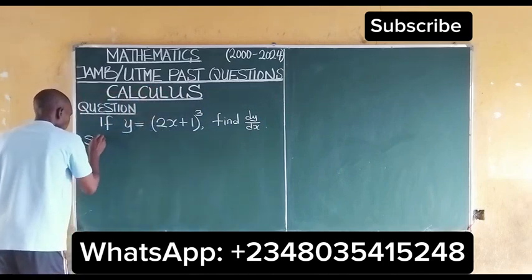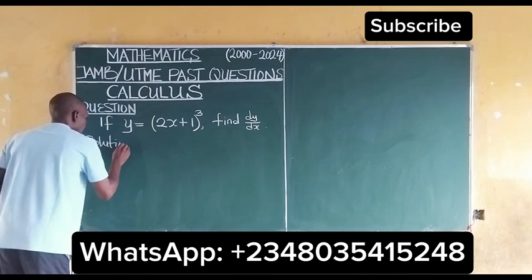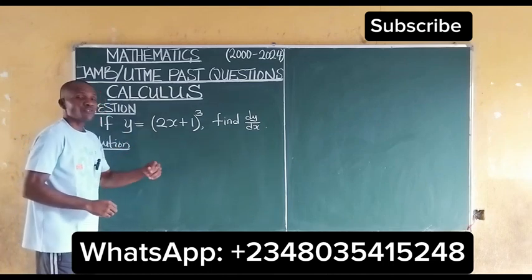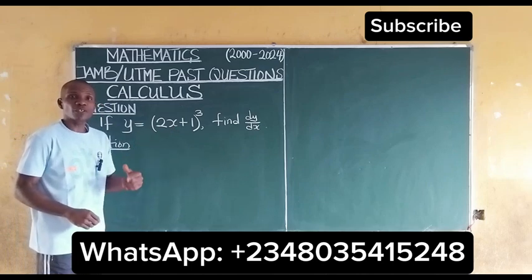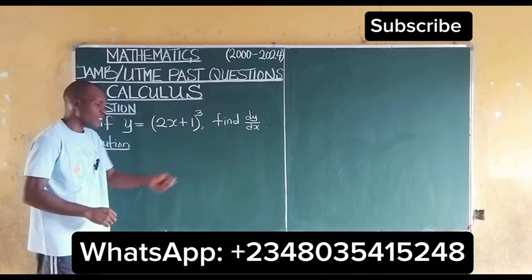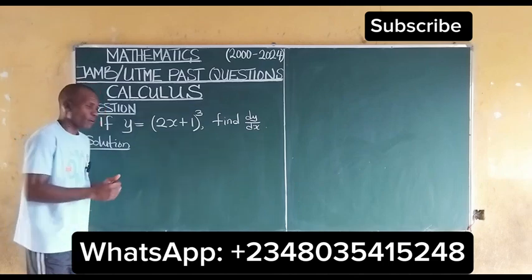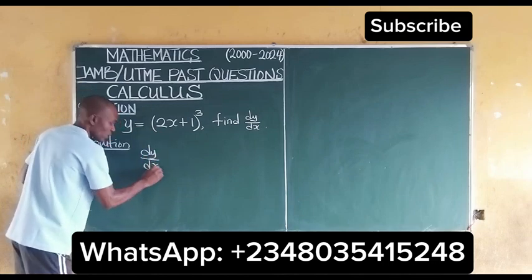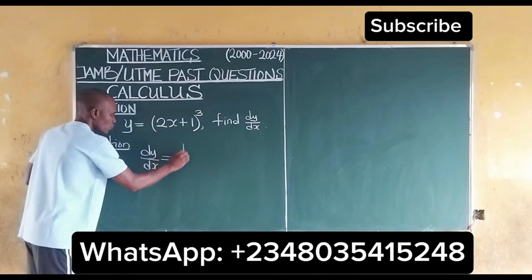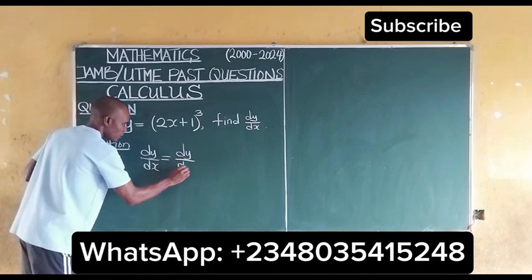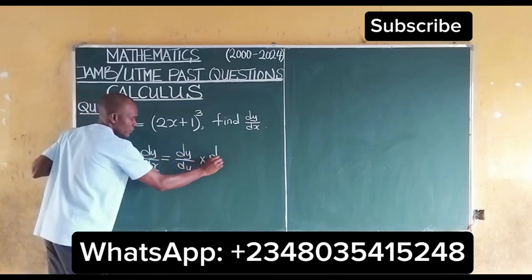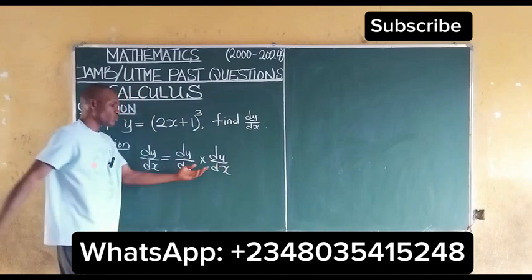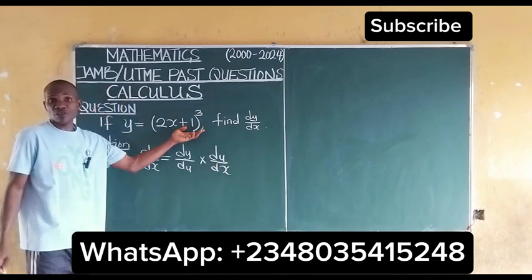Solution. For you to solve this question of differentiation, you need to employ what is called the composite function method of differentiation. And that composite function method says dy/dx, which is what you are looking for, is equal to dy/du multiplied by du/dx. So once we do this, we've been able to resolve this.